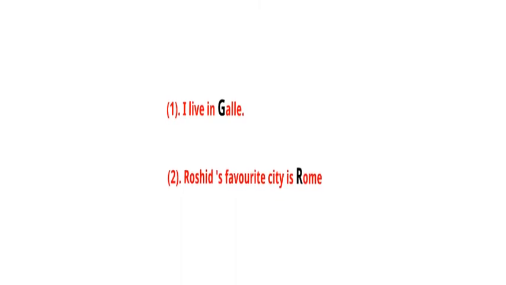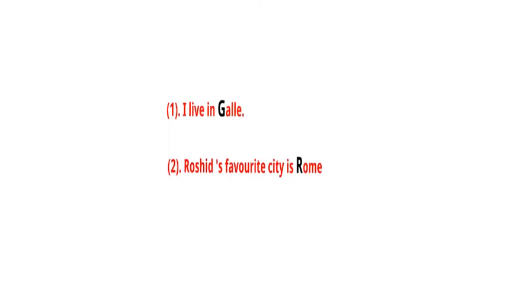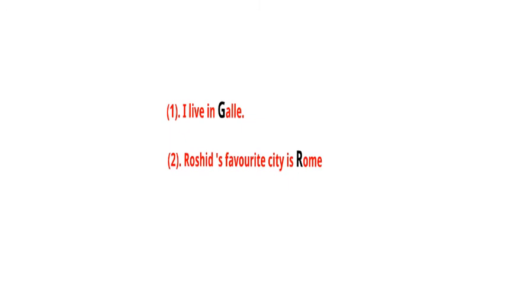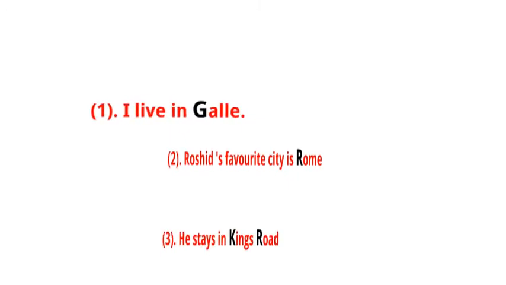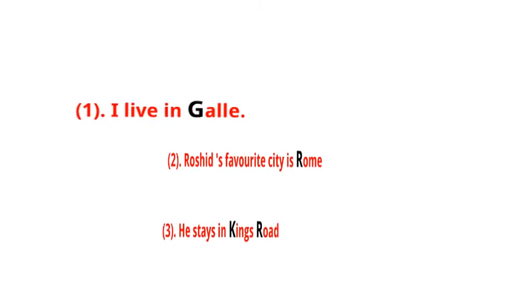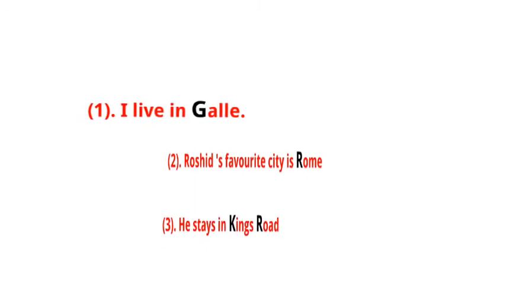Second instance, Rohit's favorite city is Rome. Let's see the city mentioned in this sentence. That is Rome. R is the first letter of Rome. So we write R in capital.